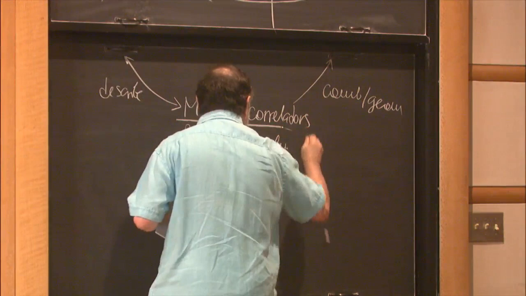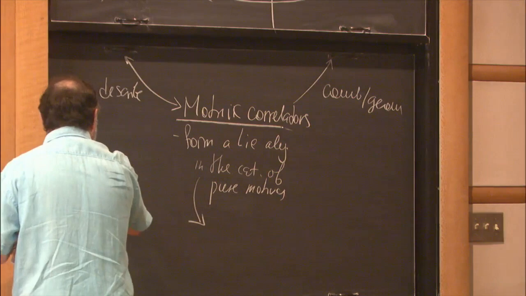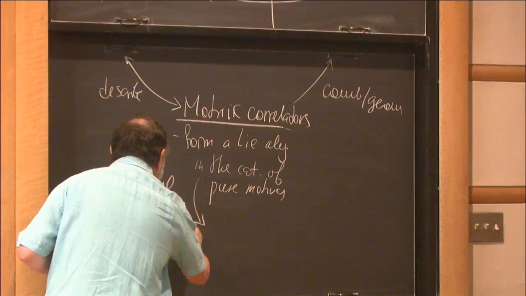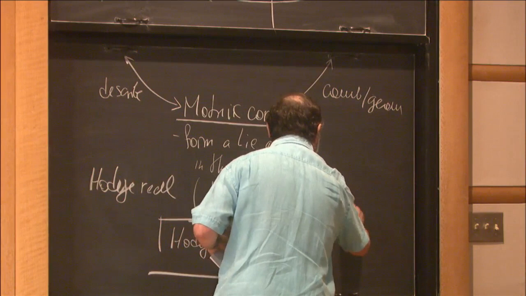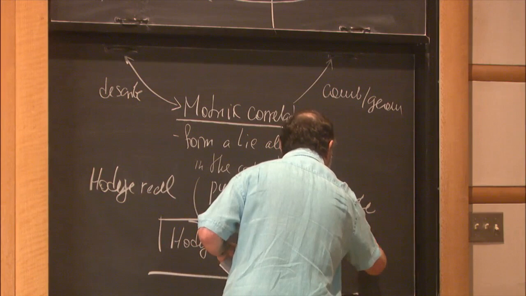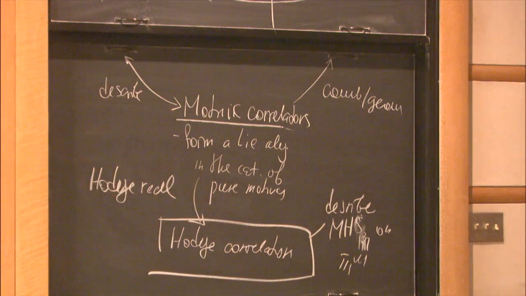And the good thing about them is that they have a realization. They have a Hodge realization. And this Hodge realization is given by this thing which I call Hodge correlators. And so it is those guys which describe the mixed Hodge structure over R on this motivic fundamental group. And they describe it in a different way than we usually do. Okay, so this is the kind of thing which I want to talk about. I've already spent some time talking about this. Now let me still spend a little bit more time and try to put this in a more general framework.